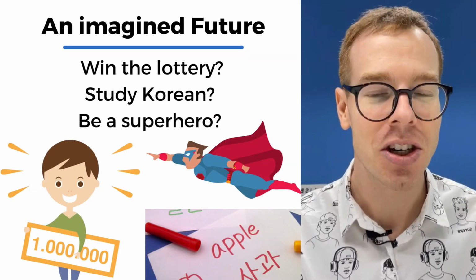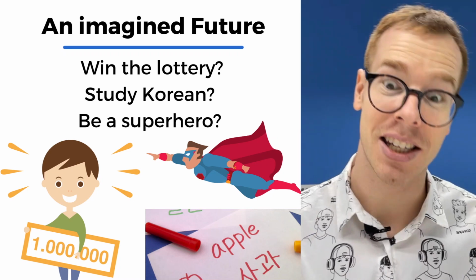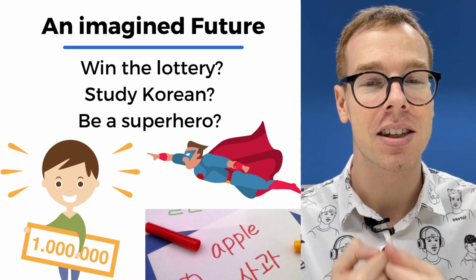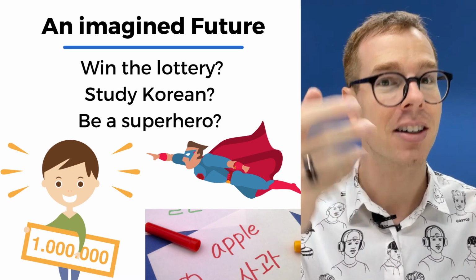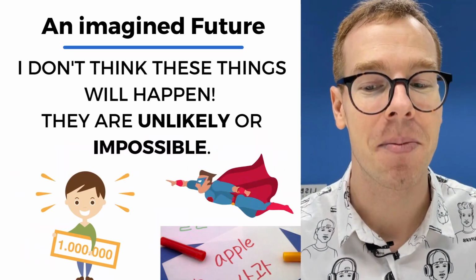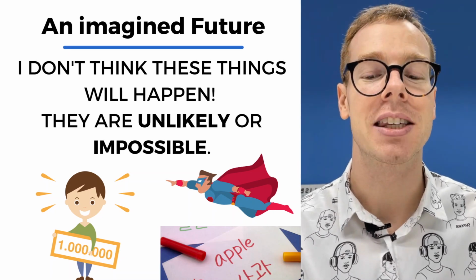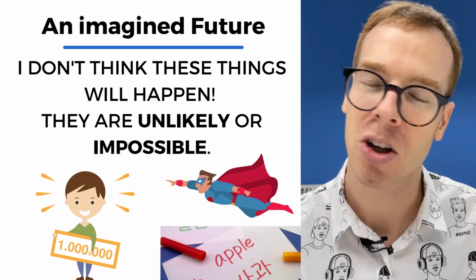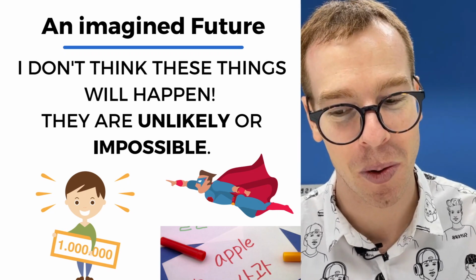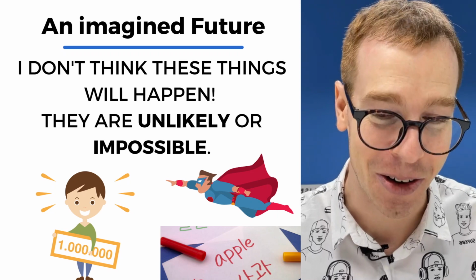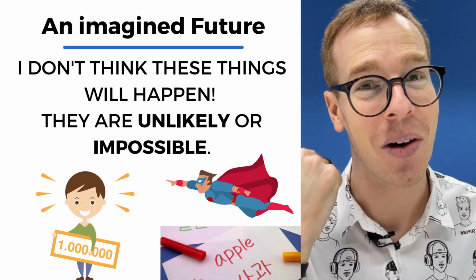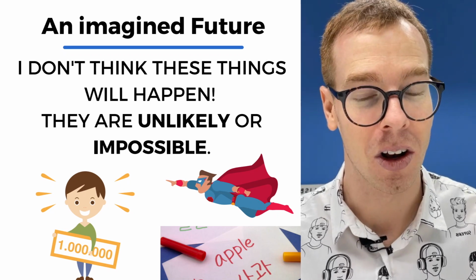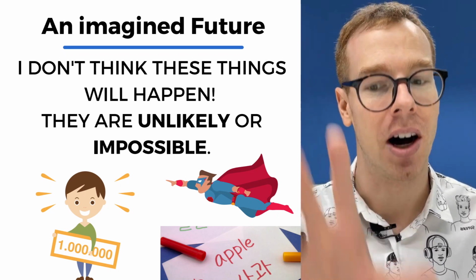So these situations, winning the lottery, studying Korean, being a superhero, for me, all of these situations are imaginary. I don't think these things are going to happen. They're very unlikely or impossible for me. I'm not going to learn Korean. I'm not going to become Superman. And I'm not going to win the lottery. Sadly, I wish I was going to win the lottery, but it's not going to come true. All of these unlikely, impossible.